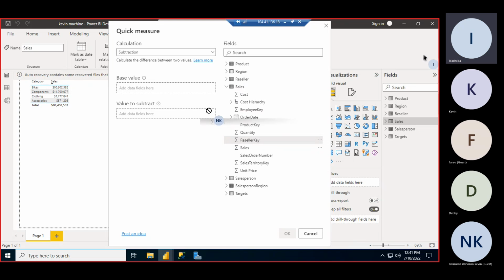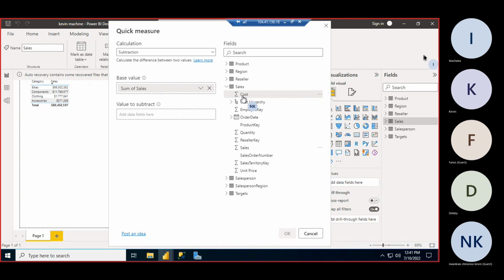Good. Then drag the cost into the value to subtract. Drag the cost. The value to subtract. You get it now. So when Deborah was telling, this is how she calculated her profit margin. Selling price minus cost price, you know, so that kind of thing. That was just the simple subtraction she normally does in order to calculate how much money she's making.